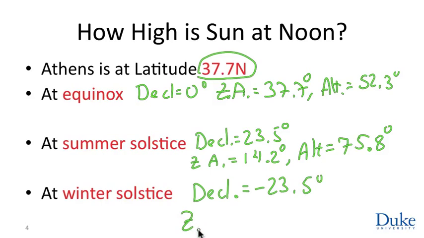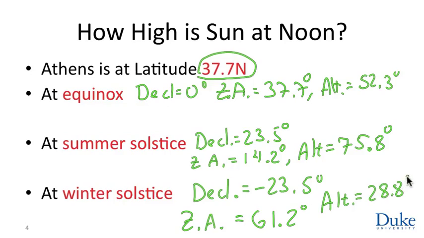So its zenith angle, when it's as high in the sky as it gets, at its meridian crossing, is the difference between plus 37.7 and negative 23.5, which is, if I got it right, 61.2 degrees, which means the sun's maximum altitude in the winter is only 28.8 degrees. You note that the solar heating in Athens is minimal on December 21st.